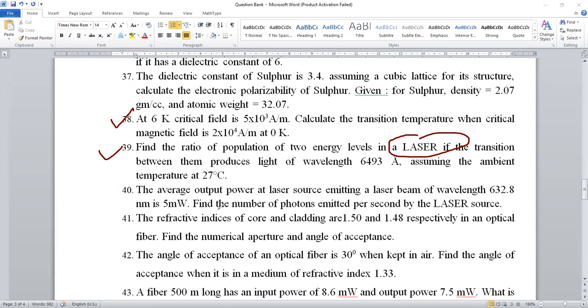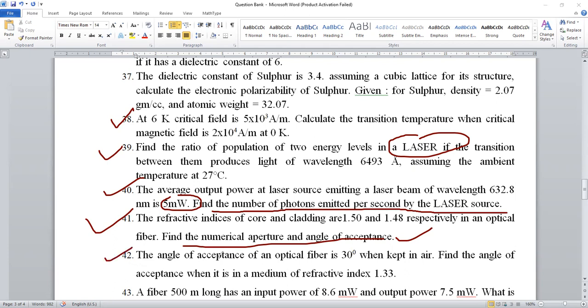Similarly, one more question: find out the number of photons emitted per second by the laser source. There are different data they have given. Wavelength is provided, power is given. So you need to calculate how many photons are emitted from the laser. Question number 41: the refractive index of the core and cladding is given; it is related to OFC, optical fiber communication. Refractive indices N1 and N2 are provided. Find the numerical aperture and angle of acceptance. One of the easy questions. If you know the formula, you can directly apply it.